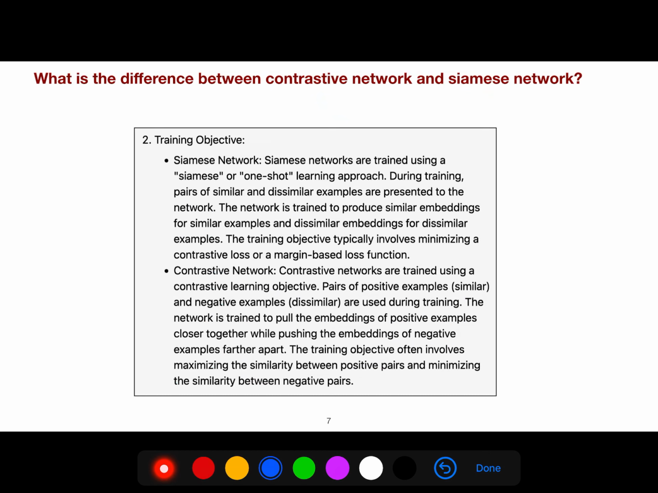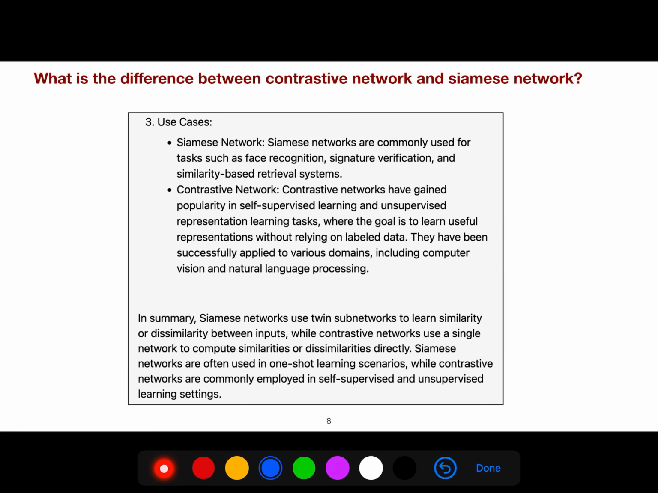And for the training objective, siamese networks are trained using siamese or one-shot learning, but the contrastive networks are trained using a contrastive learning objective. So pairs of positive examples or negative examples are used during training. There are some use cases for siamese networks that are commonly used for tasks such as face recognition, signature verification, but in the contrastive world, they have gained popularity, they started from self-supervised learning and unsupervised representation learning tasks.